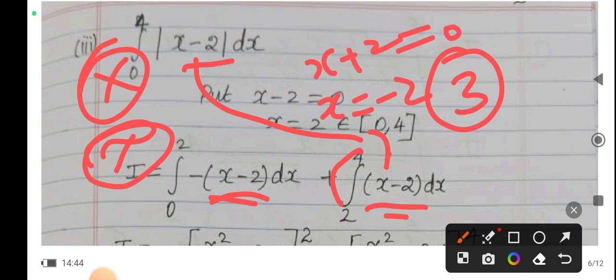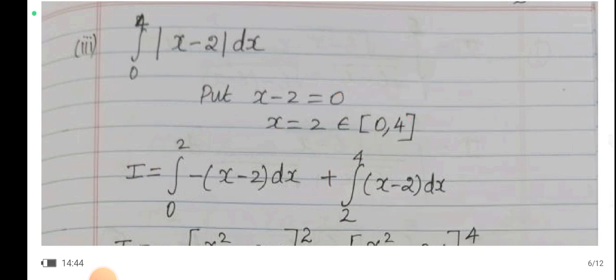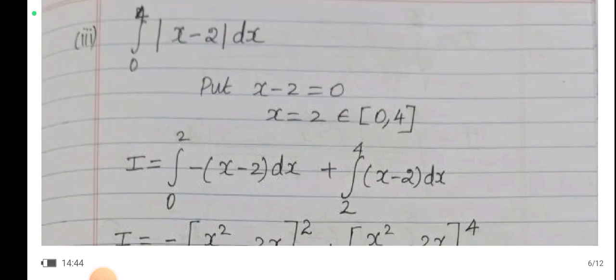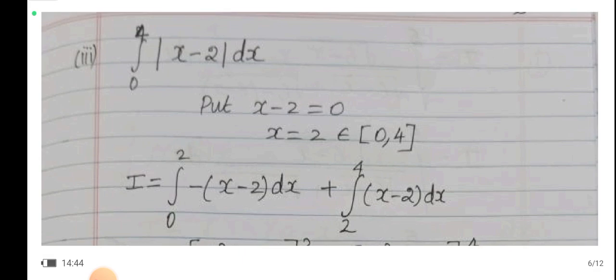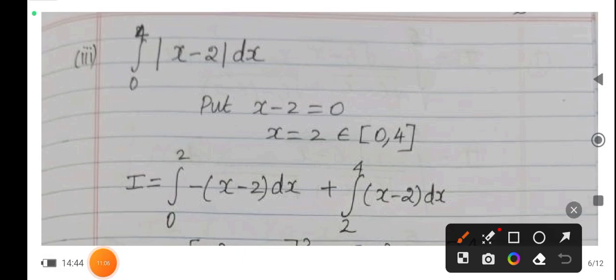Accordingly the limits will be given, don't worry. x equal to minus 2 can't be given in this sum because the interval is only 0 to 4, so the minus 2 will not be in your interval. Clear what I'm saying? So you decide how to fix these. We take x minus 2 equal to 0, so x equal to 2. x equal to 2 belongs to this interval. It should be in the interval.